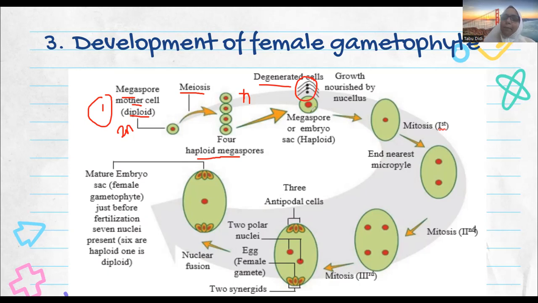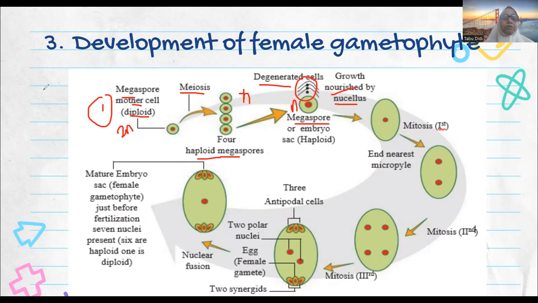All of them are haploid in nature, meaning only half the number of chromosomes. Why half the number of chromosomes? Because it has undergone meiotic cell division. Now this one daughter cell with half the number of chromosomes is called the megaspore. In pollen development, it was known as the microspore, remember? So this megaspore will now grow and develop.